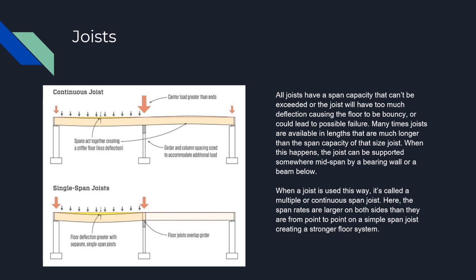Many times joists are available in lengths that are much longer than the span capacity of that size joist. When this happens, the joist can be supported somewhere mid-span by a bearing wall or a beam below. When a joist is used this way, it's called a multiple or continuous span joist. Here, the span rates are larger on both sides than they are from point to point on a simple span joist, creating a stronger floor system.